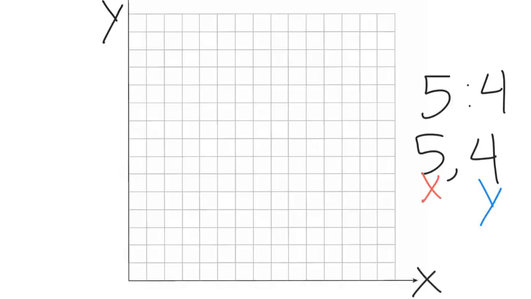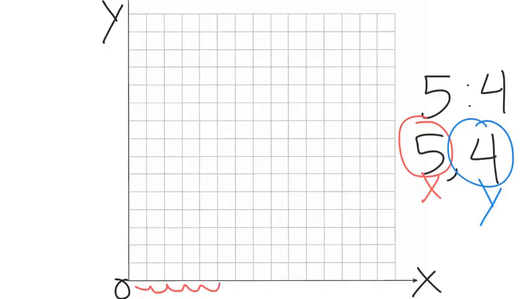So we'll start at 0. That's 0, 0. That's 0 for the x and 0 for the y column. So we'll take our x value, which is 5, and we'll count 5 over. 1, 2, 3, 4, 5. You don't have to do the squiggly lines on the bottom. Then we'll take our y value, which is 4, and we'll count up. 1, 2, 3, 4. And where those two lines meet is right in the middle, right there.